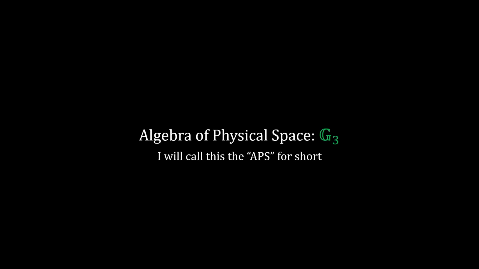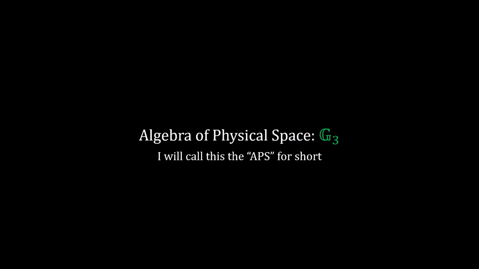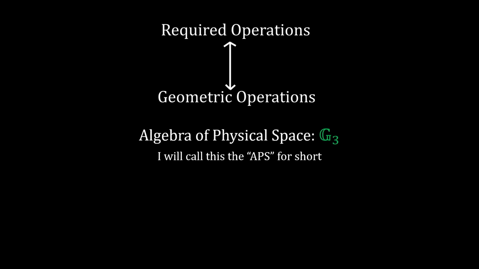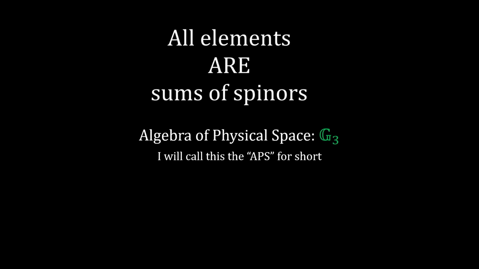I call it this because it arises naturally in the geometric algebra of three-dimensional space, which I and other physicists call the algebra of physical space. For a somewhat notationally outdated crash course in this algebra, please refer to my series Special Relativity in 3D Geometric Algebra. Moreover, I call it natural because operations in the convention correspond to natural geometric operations in the algebra. Also, as we'll see, any general element of the APS actually is naturally a sum of two spinors.